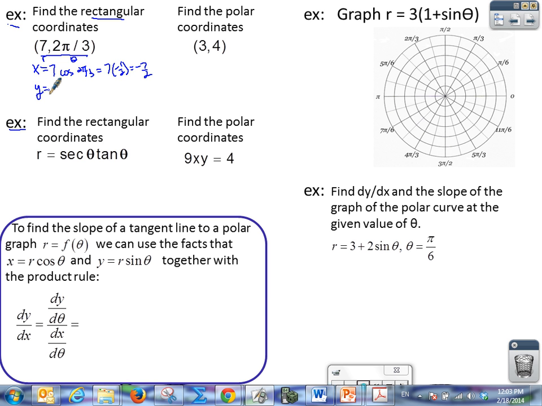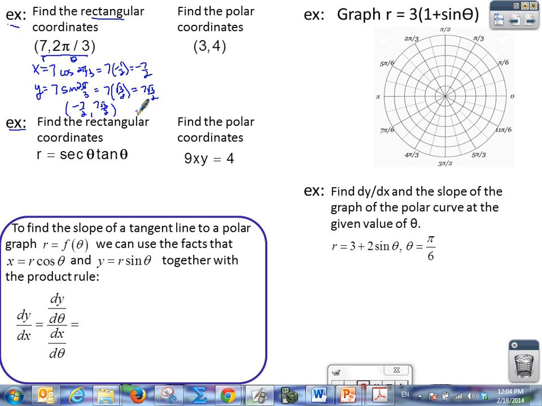Our y value, the formula is y equals r sine theta. So we sub in our r, 7, sine of 2 pi over 3. Again, unit circle values, pretty important here. Sine of 2 pi over 3 is root 3 over 2. And we get 7 root 3 over 2. Our coordinate point we calculated here is -7/2, 7 root 3 over 2.